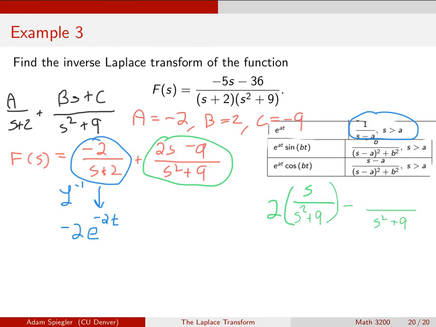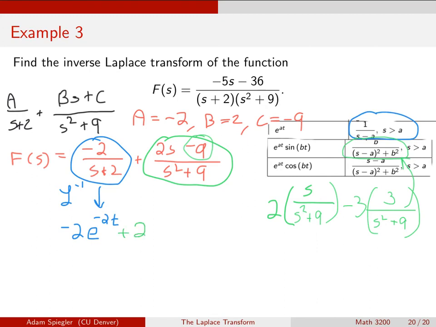But if I want to use something that looks like e to the at sine of bt, because that's the one that has the constant up top, in this case our value for b is 3. So I'd want to have a 3 up here, and then I could use that Laplace transform, but we had a minus 9 over here. So in order to fix that, I must have a multiple of minus 3 in front of that one over there. And so now we can apply the inverse Laplace transform to each of those.